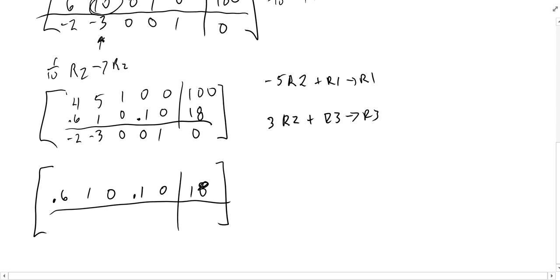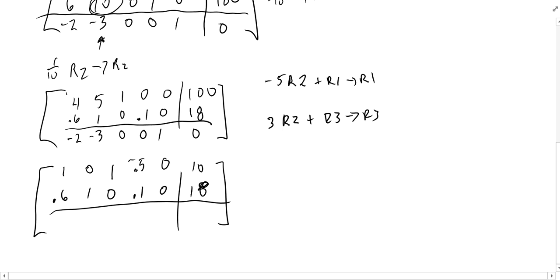I'm going to take -5 times row 2. -5 times 0.6 should give us -3. -3 plus 4 gives you 1. -5 times 1 plus 5 would give us 0. -5 times 0 plus 1 gives us 1. -5 times 0.1 is -0.5, and if I add it to 0, I'll get -0.5. 0 times -5 plus 0 remains 0. -5 times 18 is -90, and -90 plus 100 is 10.